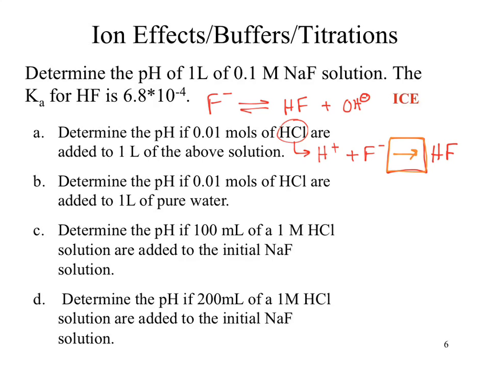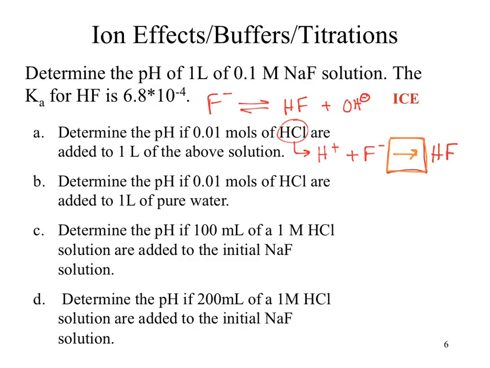It's a little bit tricky. We're making some assumptions here. How much HF did we start with? 0. There was none. We started with sodium fluoride. What happens with our initial concentration of fluoride? We start with some of that? Yeah. What was that value? 0.1 molar. What did we start with for our H plus? 0.01 moles.